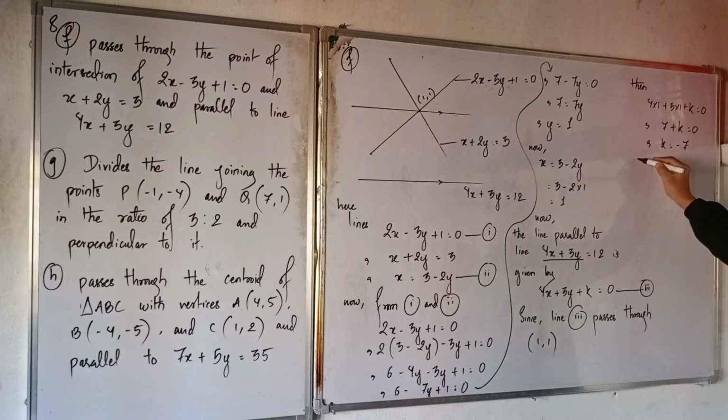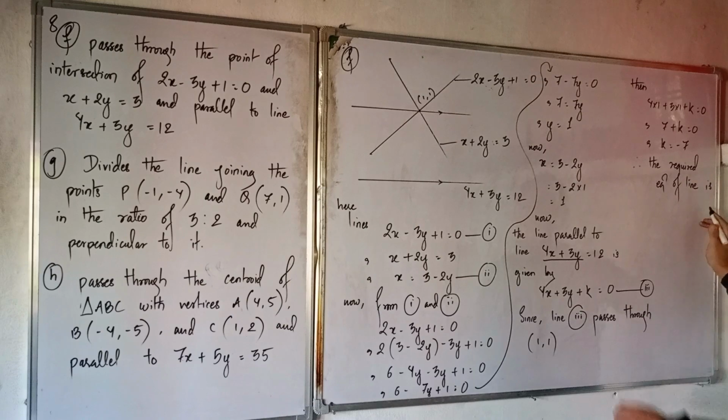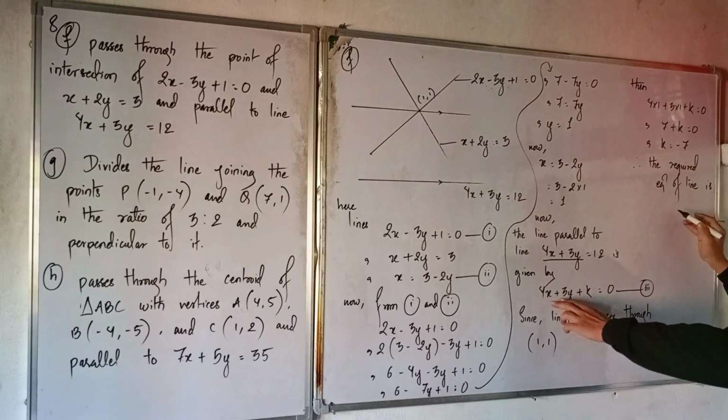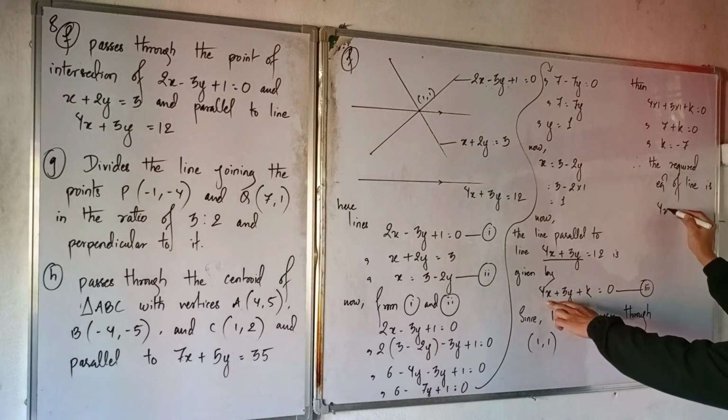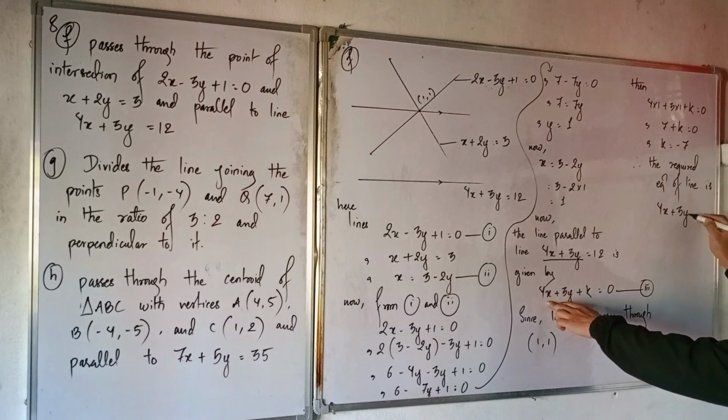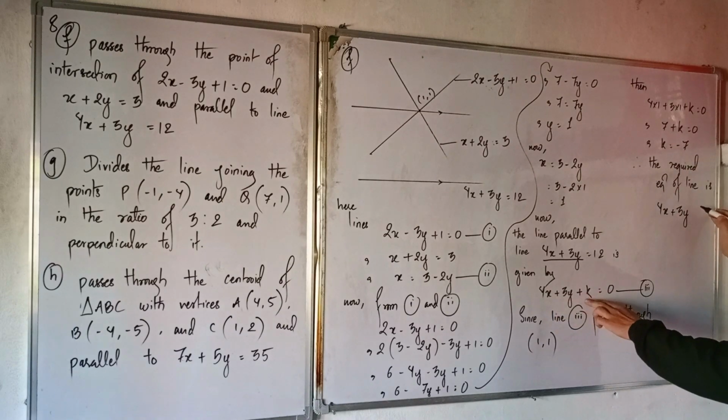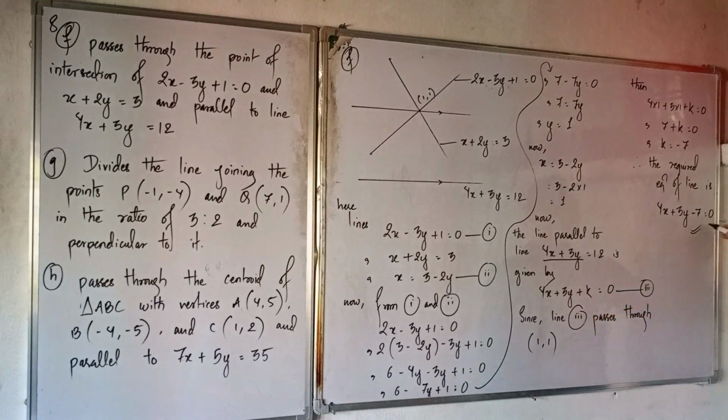Now therefore the equation of the line is, just replace the value of k by minus 7: 4x plus 3y minus 7 equals 0. This is the required equation of the line. This is how it is done.